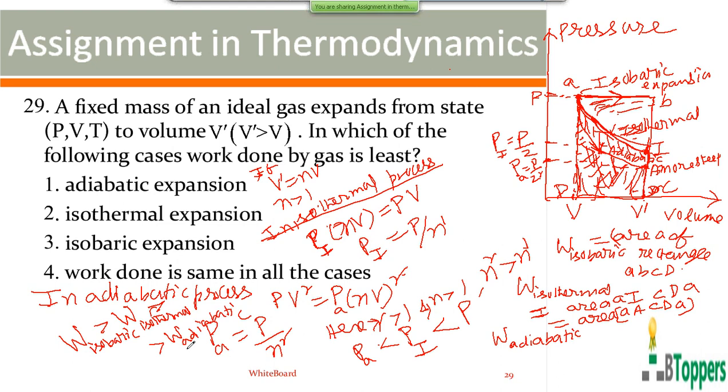For a given initial state, the initial pressure is P, initial volume V, and temperature T, in all the cases. The final volume is also the same, V dash, in all the cases, which is more than V. So for given values of initial pressure P, initial volume V, initial temperature T, and final volume V dash, greater than V, the work done by the gas in the isobaric expansion is greater than in the isothermal expansion, which is greater than in the adiabatic expansion. So the largest amount of work is done by the gas in the isobaric expansion, and the least amount of work is done in the adiabatic expansion.